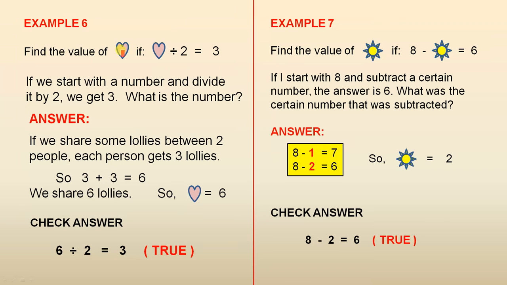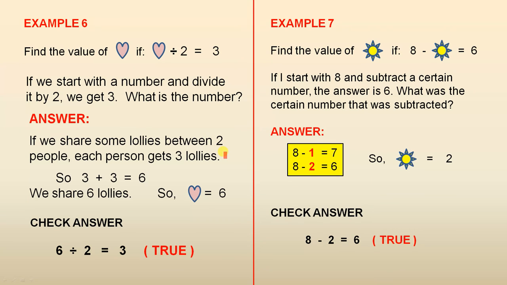Example 6. Find the value of the heart if the heart divided by 2 equals 3. Now this is an interesting one, and we have to look at it very carefully. And this one here has got to do with sharing. So whenever you see a division sign, it normally has to do with sharing. So if we start with a number and divide it by 2, we get an answer of 3. What is the number? Now here's how we go about it.